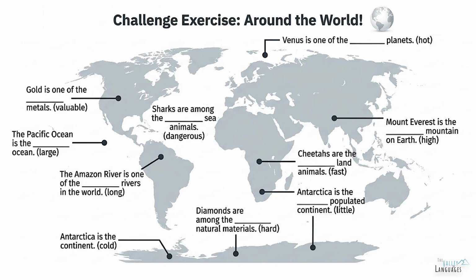Let's put all of that to the test with our Around the World challenge. I'm going to read out a few of these prompts exactly as they're written. Over in North America, we have, "Gold is one of the blank metals," and the root word is valuable. Down in the Atlantic, sharks are among the blank sea animals, with the root word dangerous. And up by Europe, Venus is one of the blank planets, using the root word hot.